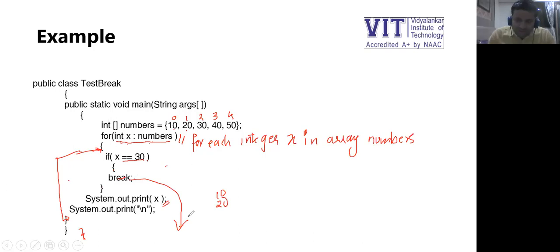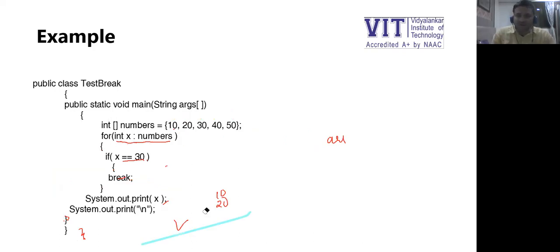When the break statement gets executed, it terminates the current loop. What do I mean by the current loop? It takes control outside the current loop. It is something like this.